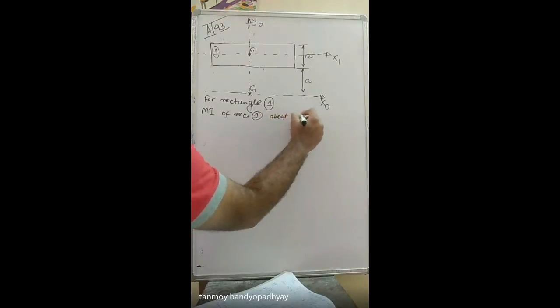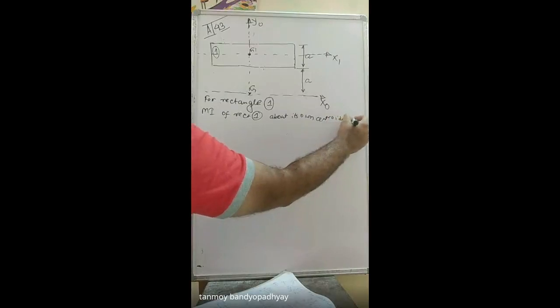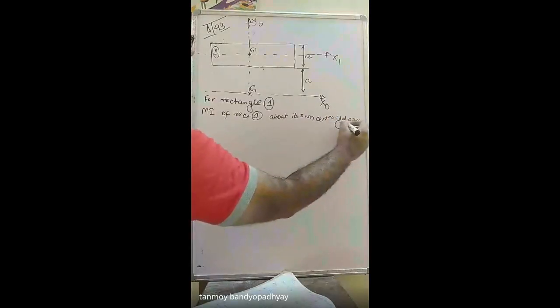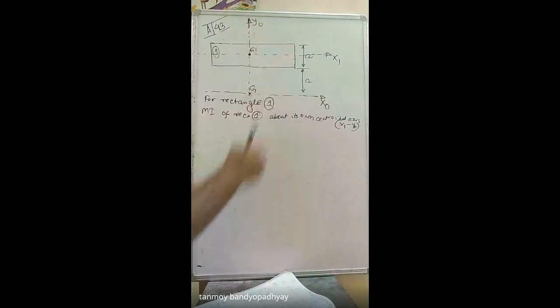its own centroidal axis. About its own centroidal axis, we are calling it x1, y. Y is common to both. Okay? Y0 is common to all three rectangles.